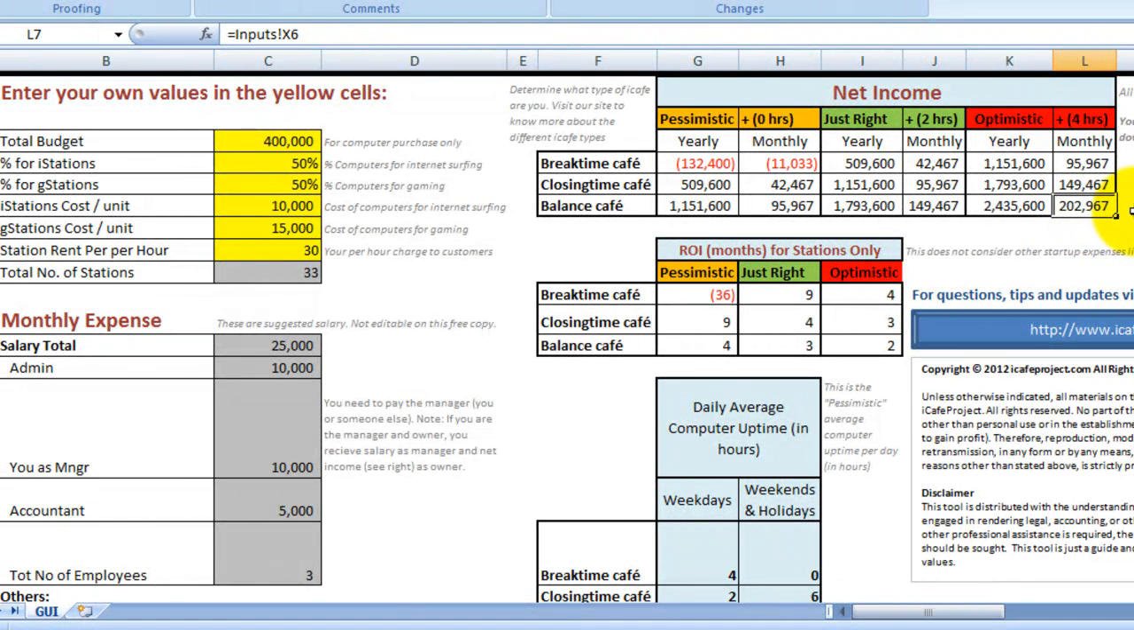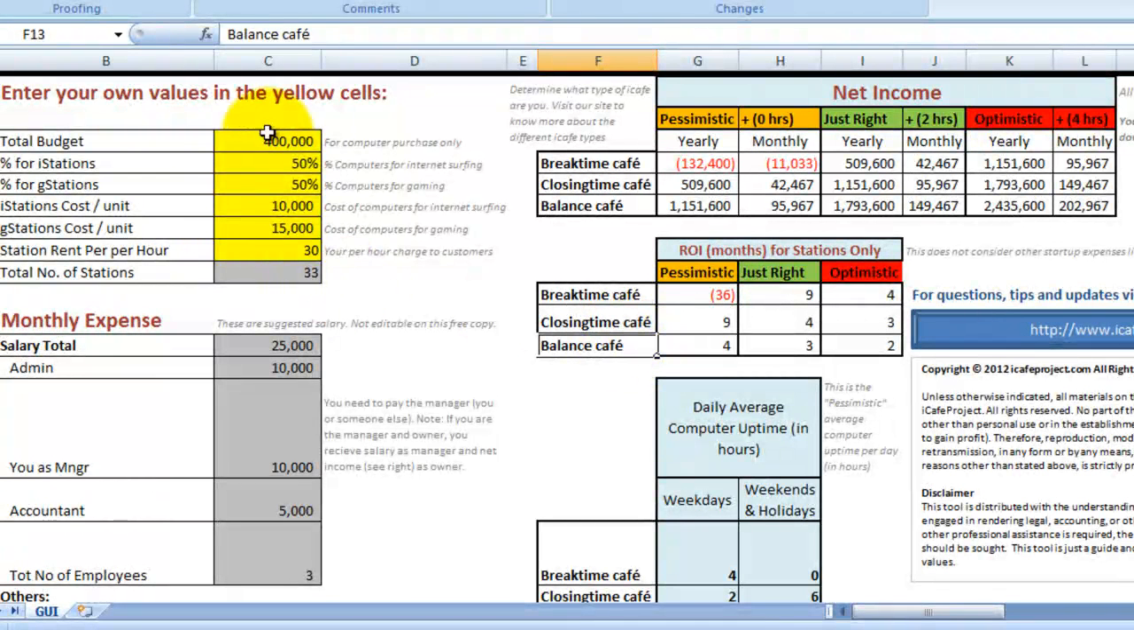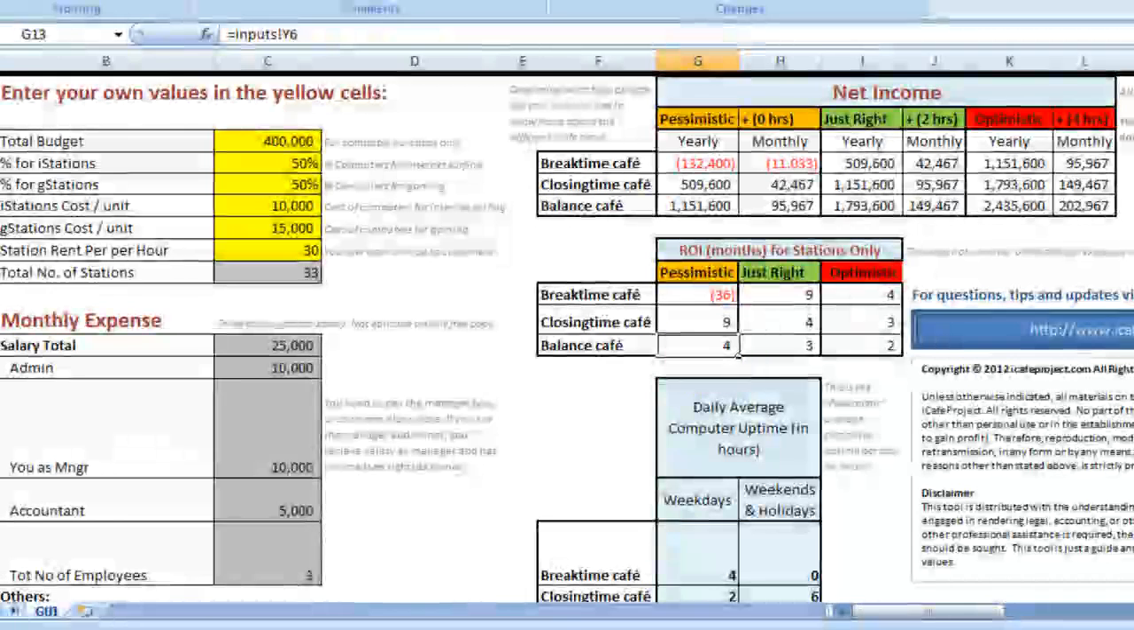Okay? And that is a net income. And here's the ROI for that. With this setup, you'll be able to have an ROI of 4 months for a balanced cafe with 6 hours average computer uptime during weekends and weekdays.